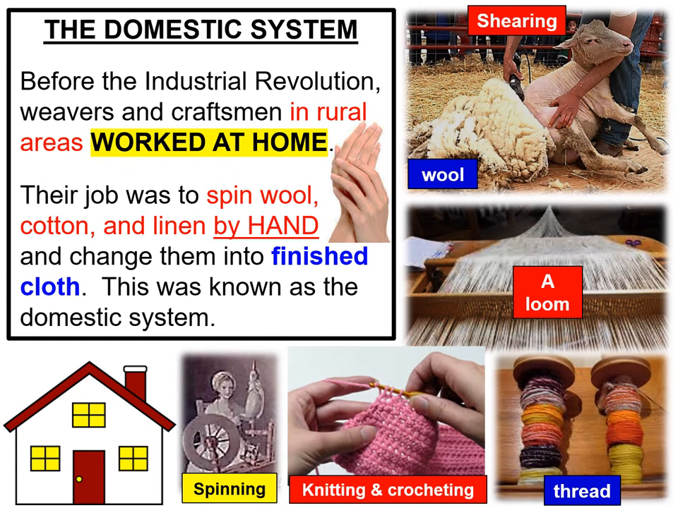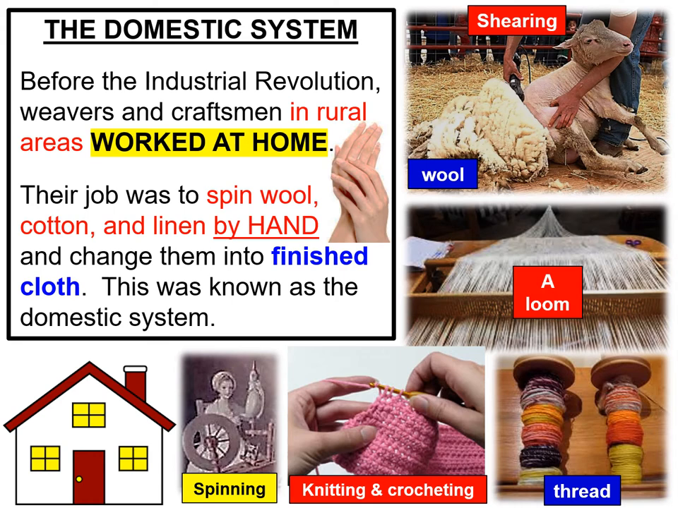See, in the rural area, before the Industrial Revolution, you would have people who worked at home. They worked at home and they would spin wool or cotton by hand using a machine called a spinning jenny. Now, this machine worked by the lady tapping her foot. She'd push down this pedal and it would help spin the wool or the cotton. Now, that system is called the domestic system.